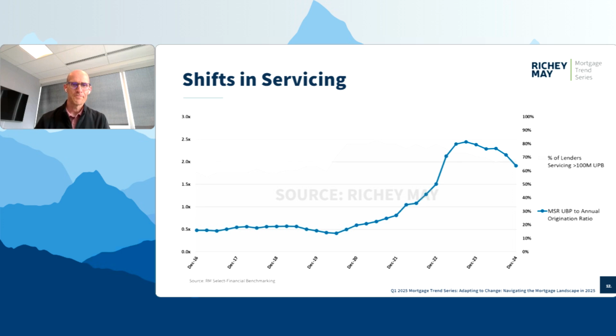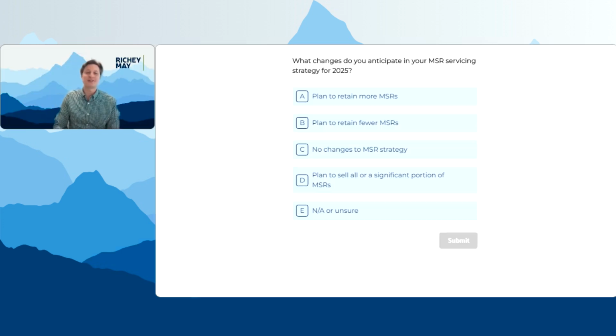Yeah, we'll get to it in a few minutes, but first, another poll question. So this is poll question number 3. It's focused on your MSR servicing strategy for 2025. Again, not to sound like a broken record, but I just want to make sure if you want CPE, you answer this question. You've got to answer all 4. We'll have one more following this.